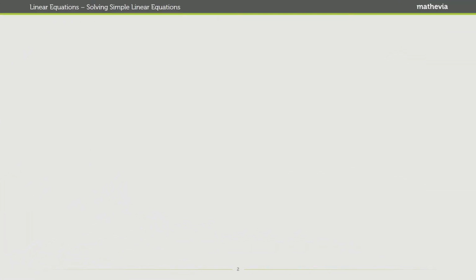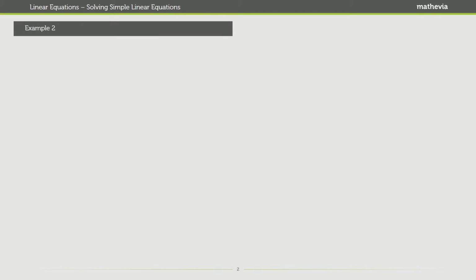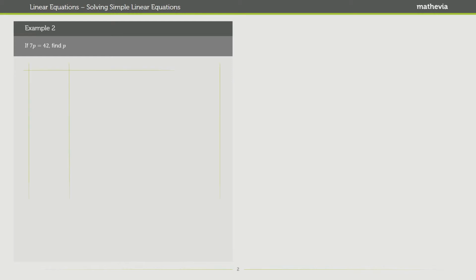Okay, so example 2 now. Example 2 says if 7p equals 42, find p. So we have the constant multiplying the variable here, 7 multiplying p. What we're going to do here is divide both sides. The coefficient of p in this case is 7, so we divide both sides by 7.